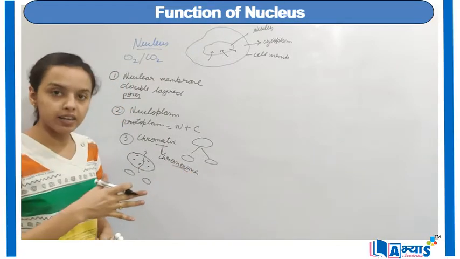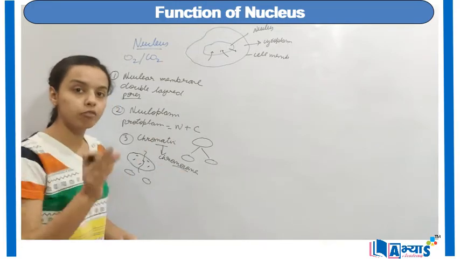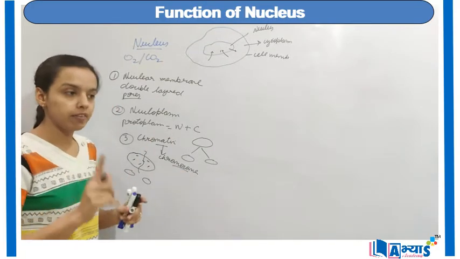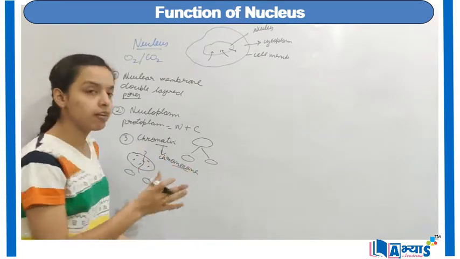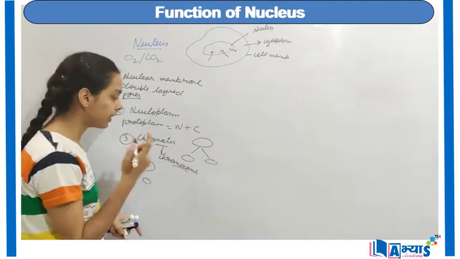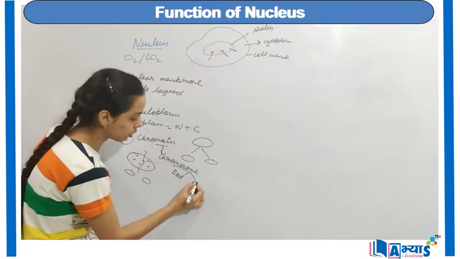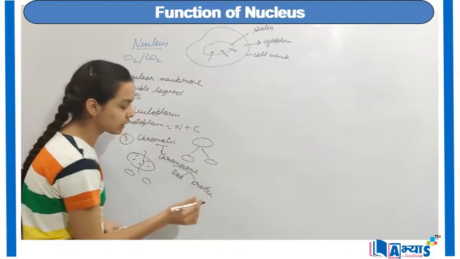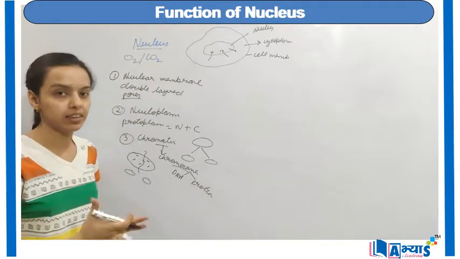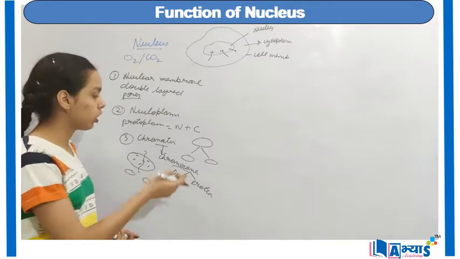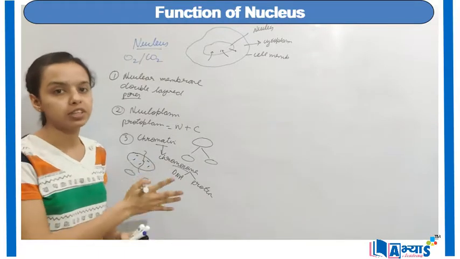Now when the chromatin fibers have formed the chromosomes, the chromosomes are formed during cell division. If there is no cell division, they will remain in the chromatin form. The chromosomes contain the DNA and the protein. So we can say that chromatin contains the DNA, or the chromosomes contain the DNA. That means one and the same thing, because chromosomes are formed only during cell division. Rest of the time we have the chromatin.